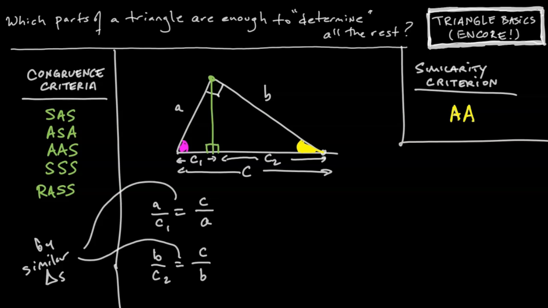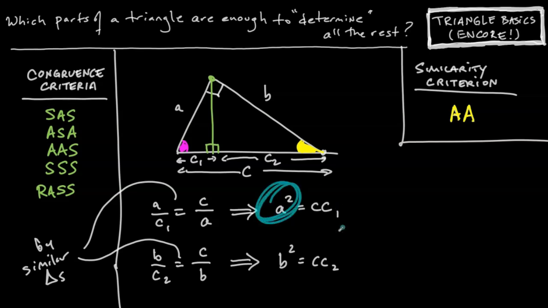Well, let's do a little algebra. From this first proportion, I am going to extract a new equation by clearing the fractions here. And when I do that, I get a squared is c times c1. Easy enough. And now I'm going to do the same from this second proportion. Clearing the fractions, I get b squared is c times c2. Hey, well, that's pretty interesting because now I have an expression for a squared and b squared, which are two of the things I'm interested in in the Pythagorean theorem.